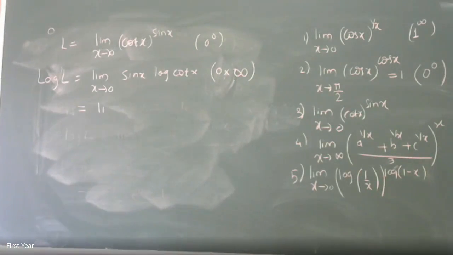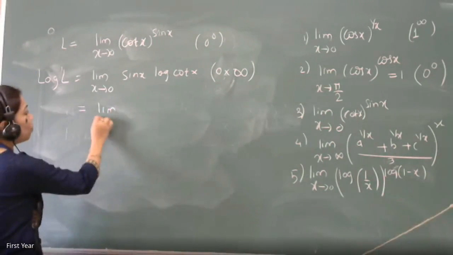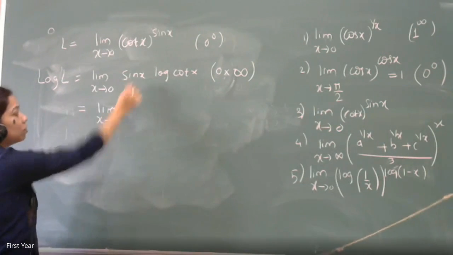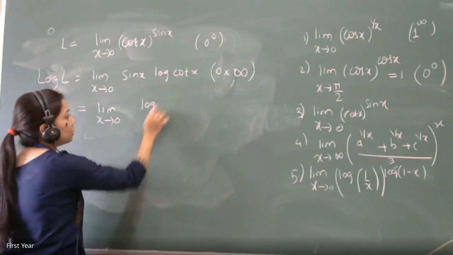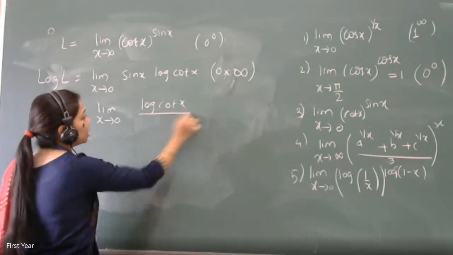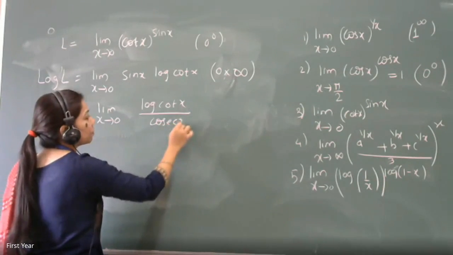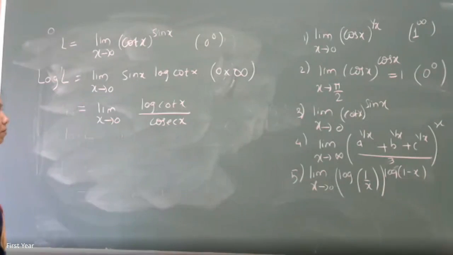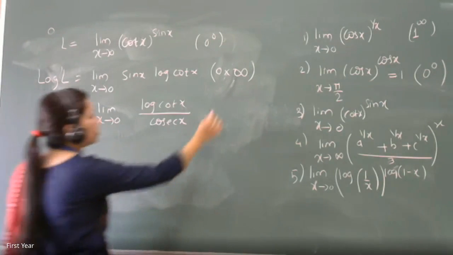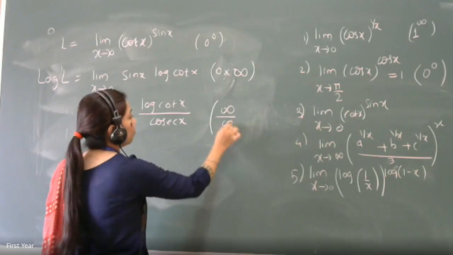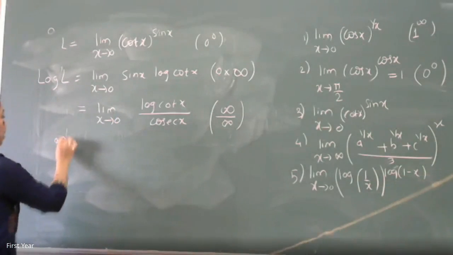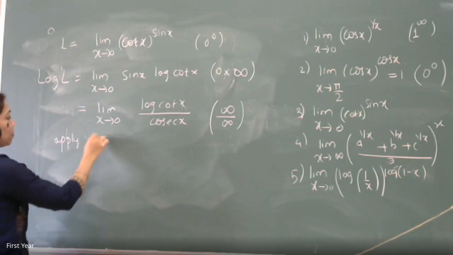Is it okay? And now you are going to convert it to 0 by 0 form. You cannot apply L'Hospital's rule here. So it is log of cot x divided by sin x, which is nothing but cosec x. Fine. And then this is now infinity by infinity form. Therefore, you can apply L'Hospital's rule, and the answer will turn out to be 1, I suppose, again.